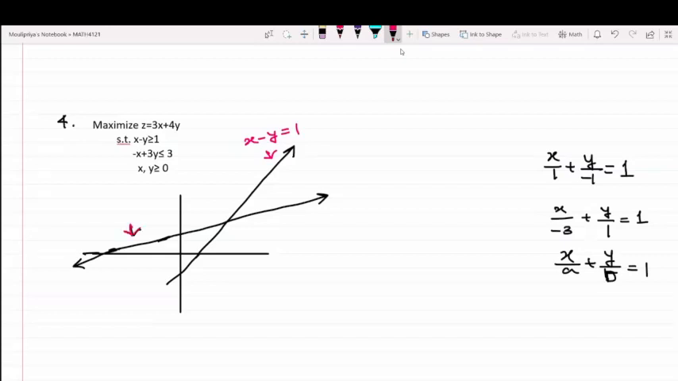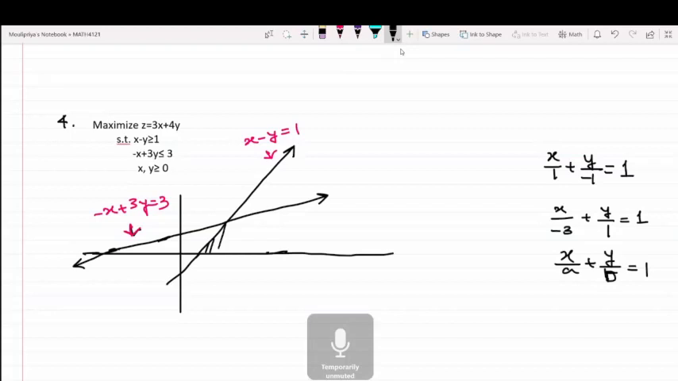So this is the line that corresponds to minus x plus 3y equal to 3. I hope I am okay with this. Now tell me, which one is the region? The region is not a closed polygon. This is the region.